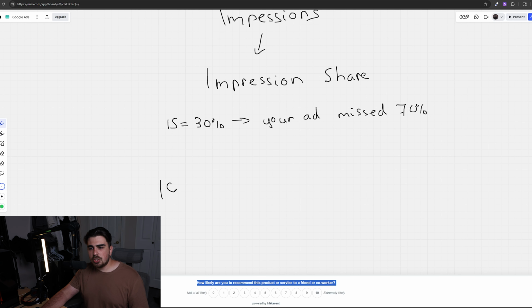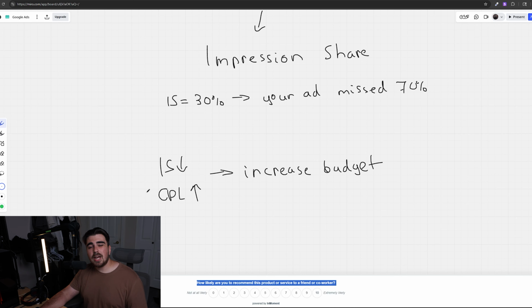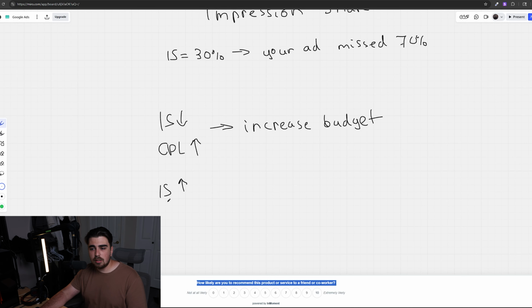Now, if your impression share is low, but your cost per lead is good, it means you should increase your budget. Because although your ads are not showing everywhere they can, you're paying very good money for it. So if you increase your budget, you will still get more volume with the same cost per lead. If your impression share is high and your cost per lead is high, it means a completely opposite picture. You are showing everywhere, but no one is converting. In this case, the landing page needs to be redone, or your ad copy needs to be redone, or either of the two.